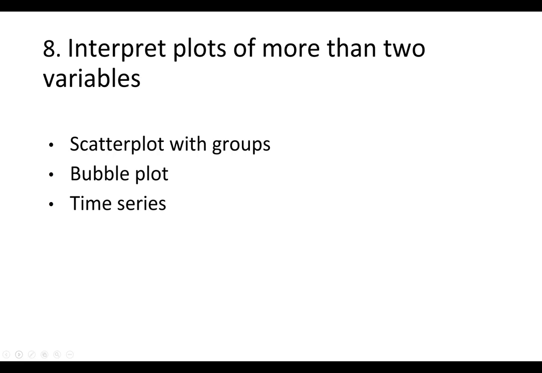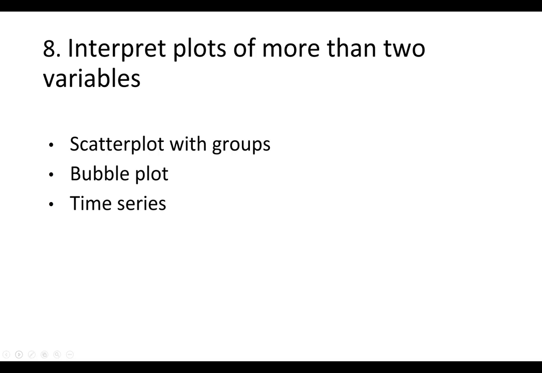Our last learning objective is to interpret plots of more than 2 variables. This is probably the most difficult objective for me to cover in this video because there's really an unlimited number of possible visual displays that could be used with more than 2 variables. There are 3 plots that we'll cover here. These are the 3 that are covered in the online notes: scatter plots with groups, bubble plots, and time series plots. But know that there are many more different options out there, and you might see some of them in your Wiley Plus homework assignment this week or in real life.